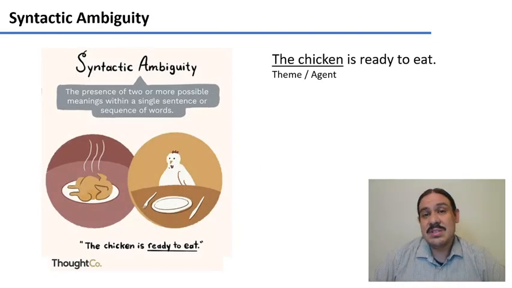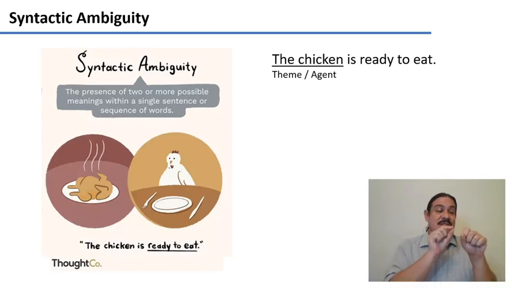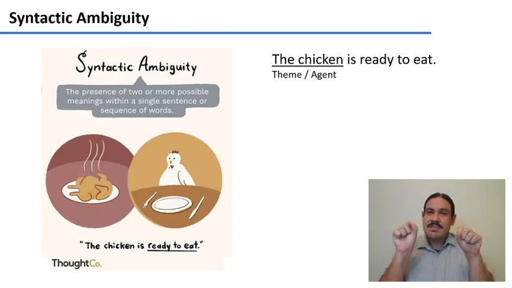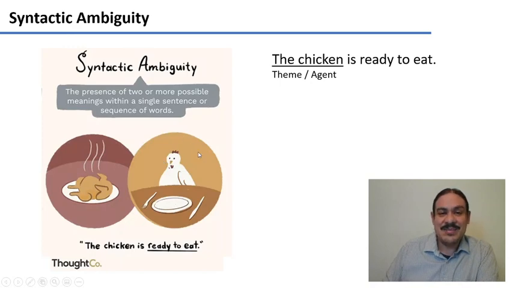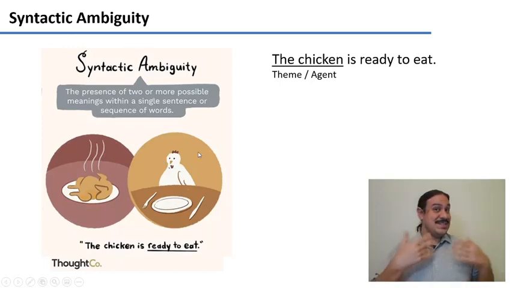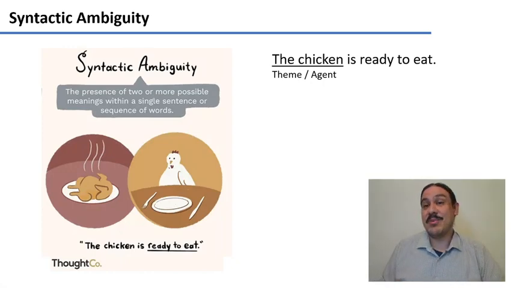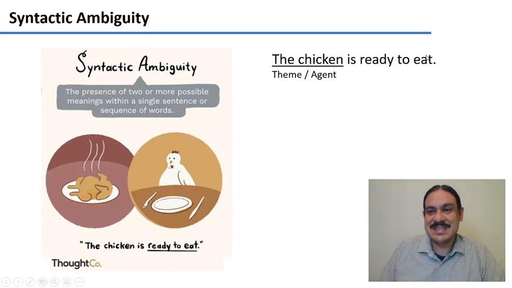A slightly different type of ambiguity is syntactic ambiguity. We have several subtypes of these, but in general it means that the ordering of the words makes it so that you could understand the sentence in more than one way. For example, here we have "the chicken is ready to eat." We could have the interpretation on the right, where there is a living chicken that is going to make the decision to peck on some grains. So the chicken can be an agent who is deciding to eat.